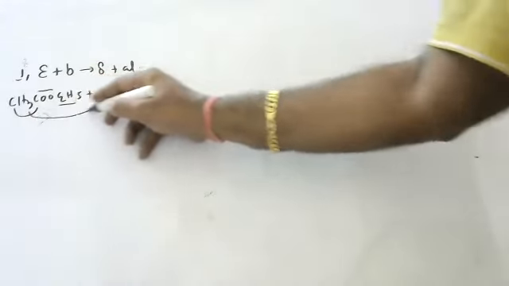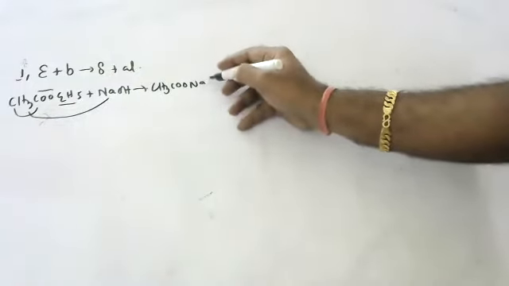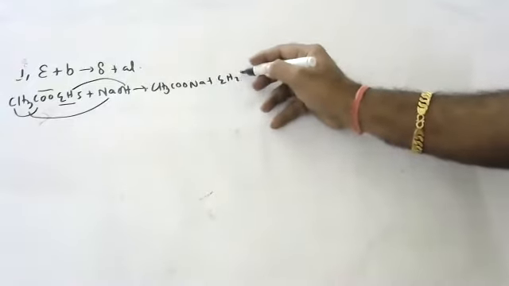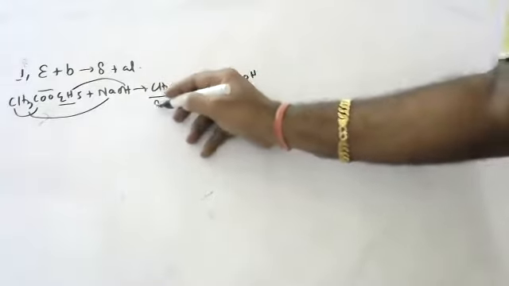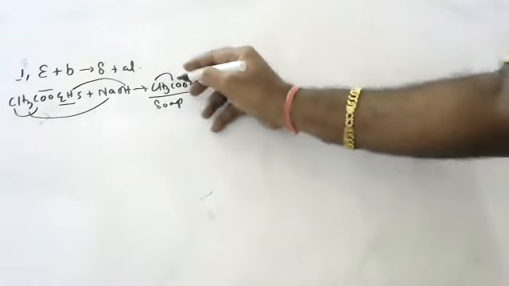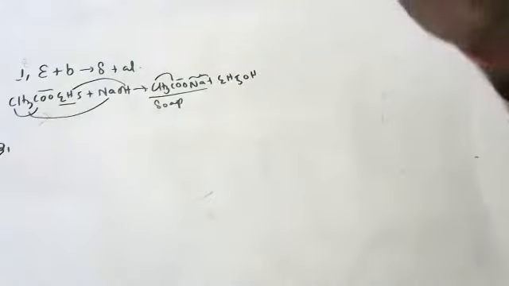What will you get, children? CH3COONa plus C2H5OH. This is soap, children. This is called sodium ethanoate. Why is this called saponification reaction, children? Because soaps are formed. Esters plus base gives soap plus alcohol.